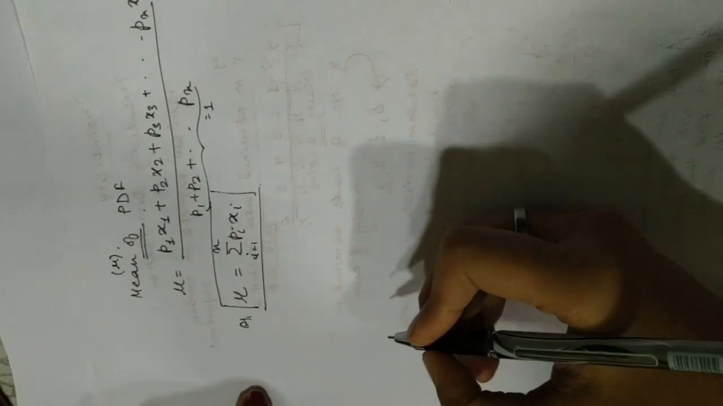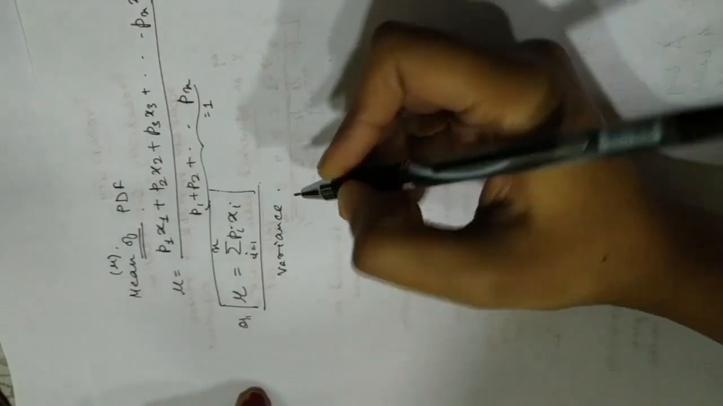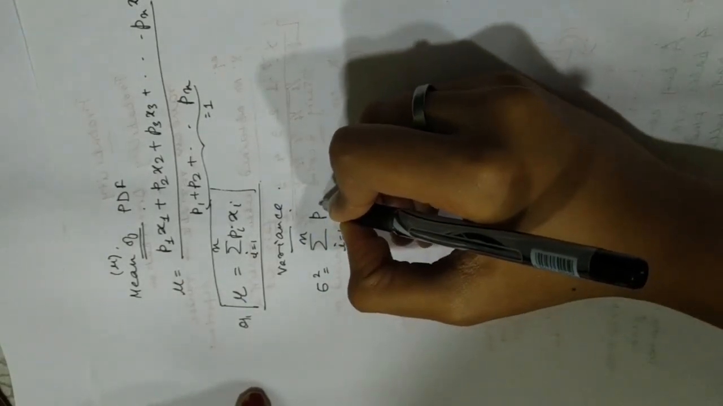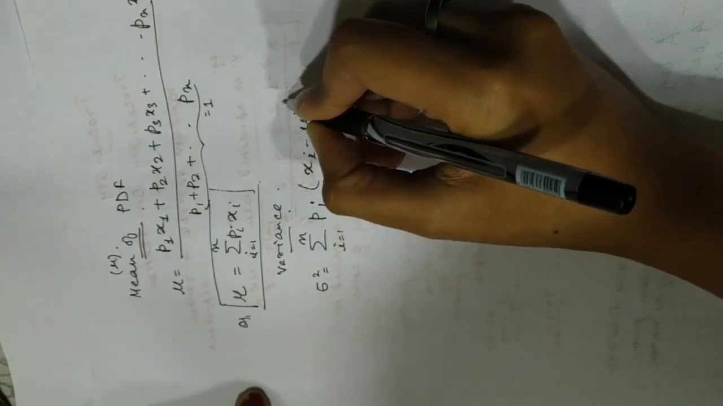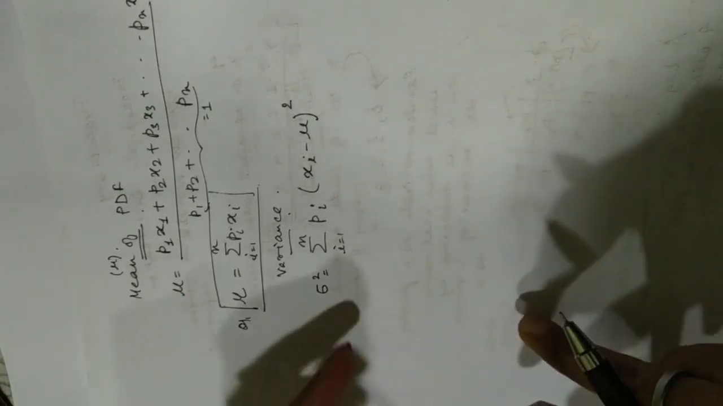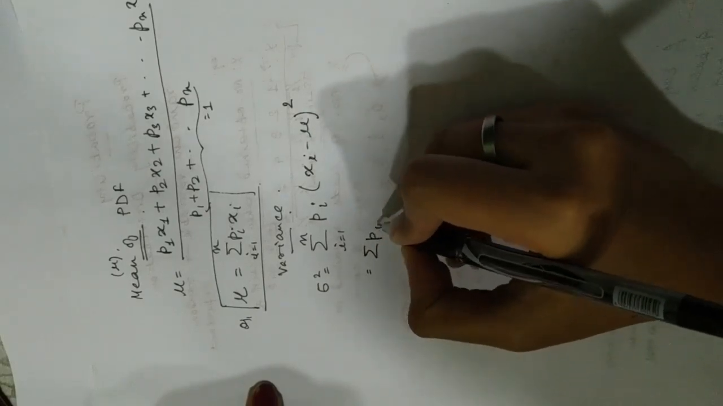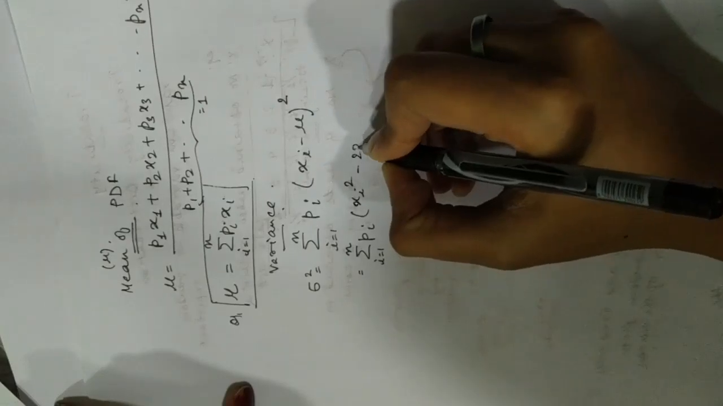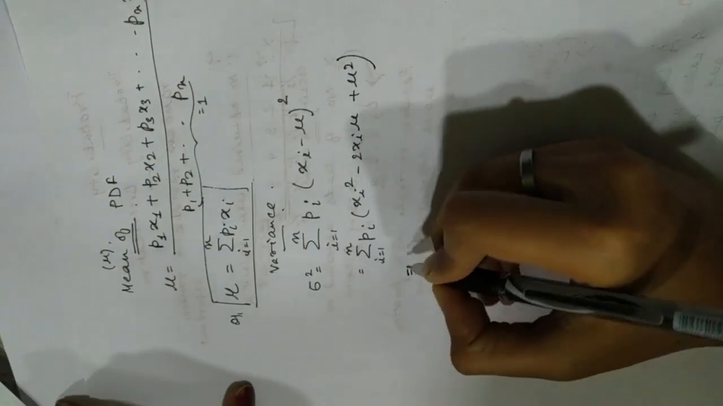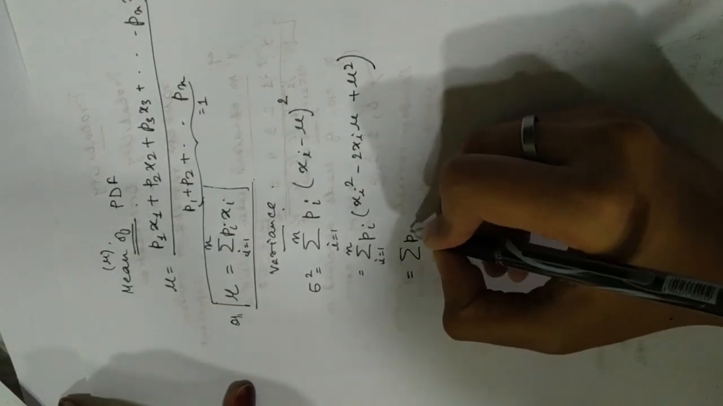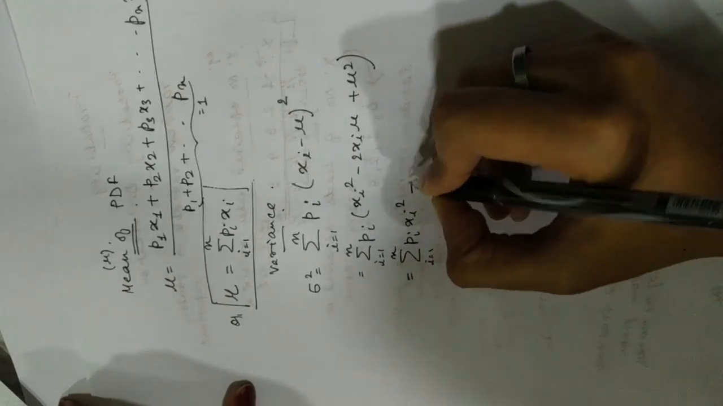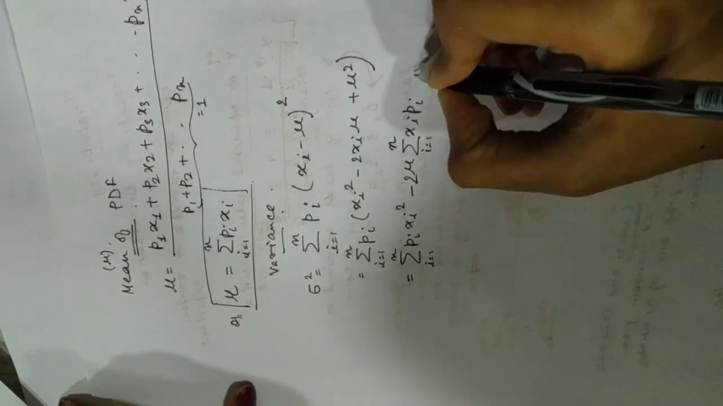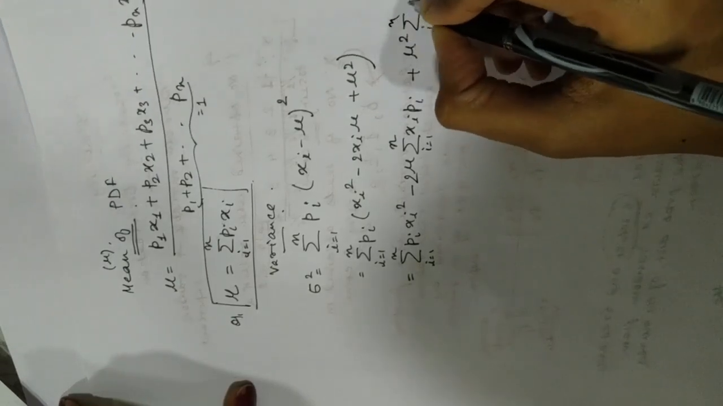Now we want to see the variance of a probability distribution. By definition, the variance is given by the summation of pi times (xi minus mu) squared. We are just going to simplify this term. So we have summation pi, i equal to 1 to n, of xi square minus 2 xi mu plus mu square. We'll take the summation inside. So we have summation of pi xi square, i equal to 1 to n, minus 2 mu, which comes out, summation of xi pi, plus mu square, which comes out, summation of pi.